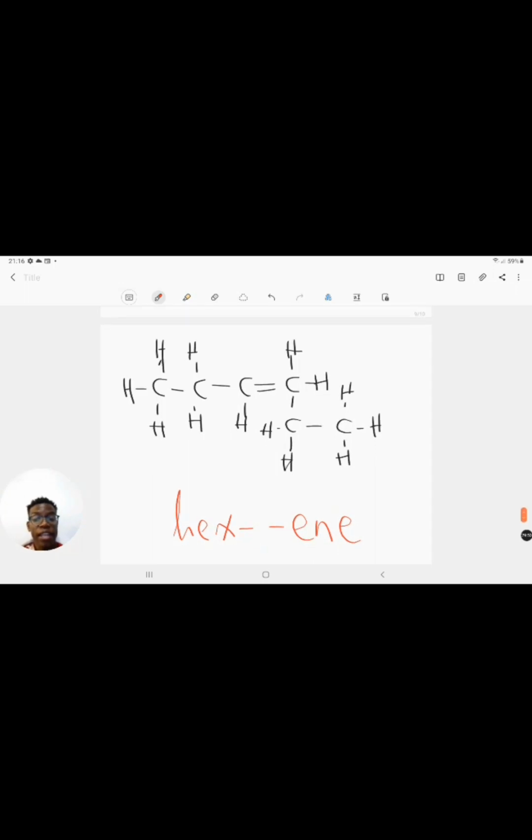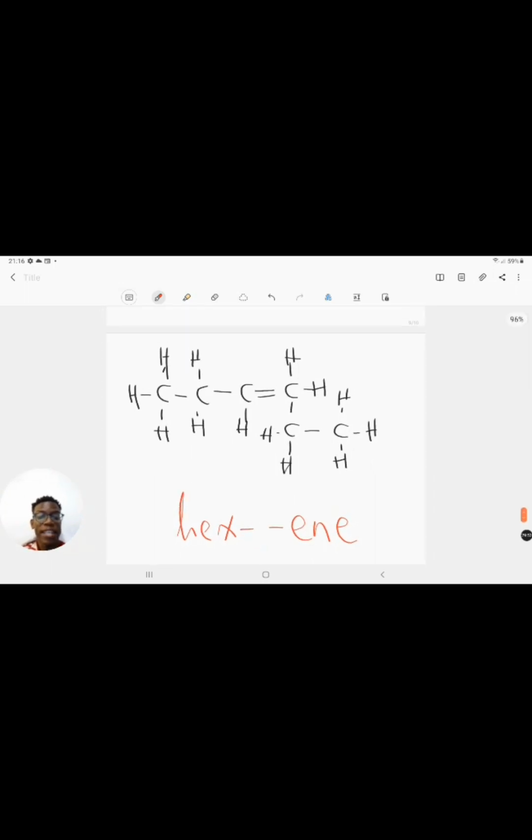Because I need a number to identify exactly where my double bond is that formed my functional group. How do I establish where exactly that is? Well, I number from left to right and from right to left, or from one end of the chain to the other end of the chain. And the smallest number that is closest to my double bond is going to be the number that I put in there. Okay, so let's do that.